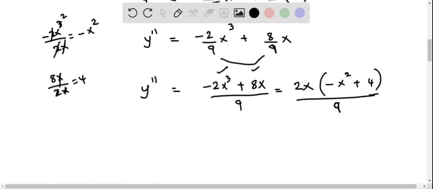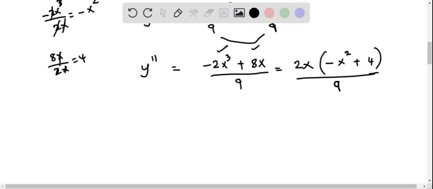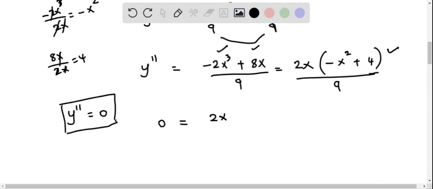Now we have to find the points where the function may change its concavity. For that, we need to set y double prime equal to 0 and solve for x. The points that we obtain may or may not be inflection points. However, we determine those points where it may change the concavity. So let's put y double prime equals 0. Therefore, we get 0 equals 2x times negative x squared plus 4, and this is divided by 9.